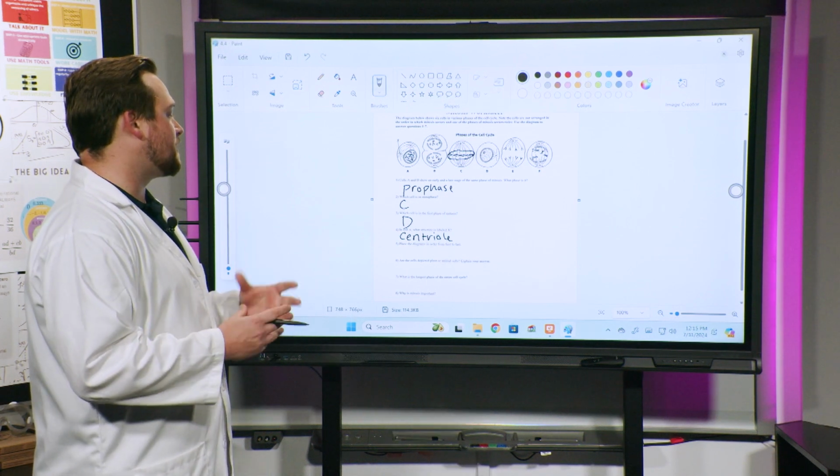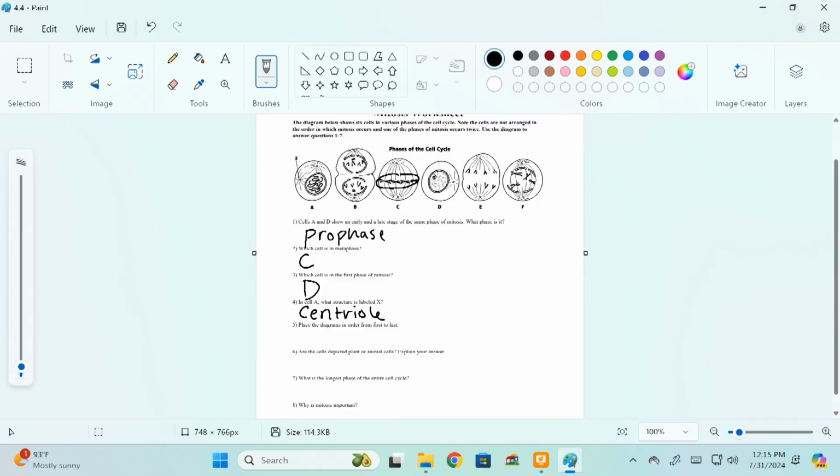Number 5 says, place the diagrams in order from first to last. Well, we already know the order of 2 of these because I said that D is early prophase and then A is late prophase. So that's the P part done, but now we have to get all the other steps done. Remember that the steps of mitosis are PMAT: prophase, metaphase, anaphase, and telophase.